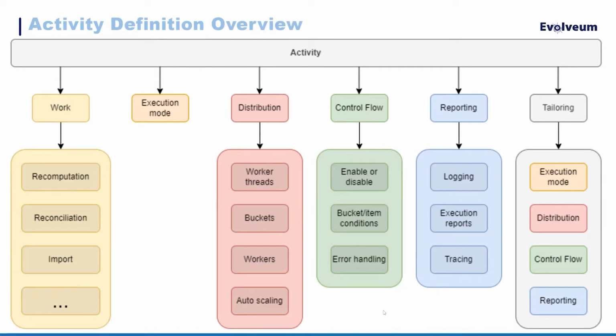And the control flow section here can be used to specify error handling strategy and also to enable or disable the whole activity or individual buckets or objects. Reporting is crucial for tasks. Here we can configure logging, new execution reports that we will show later, or tracing. And finally, the tailoring is used to configure these four aspects for sub-activities of a predefined composite activity, like for parts of reconciliation.